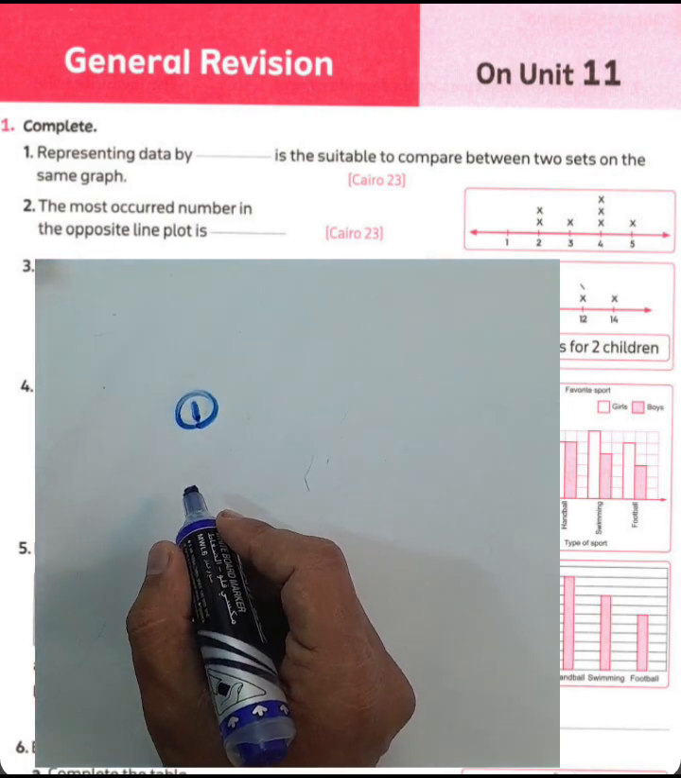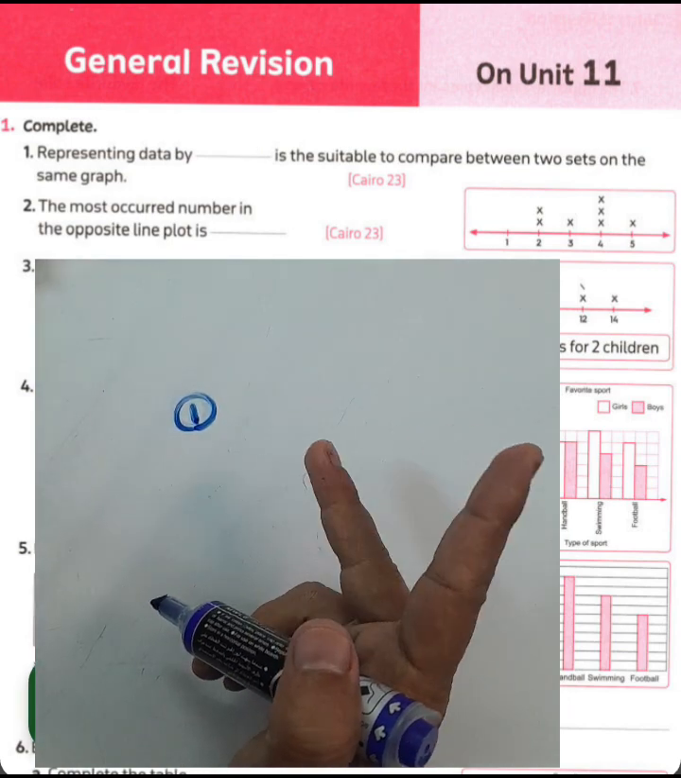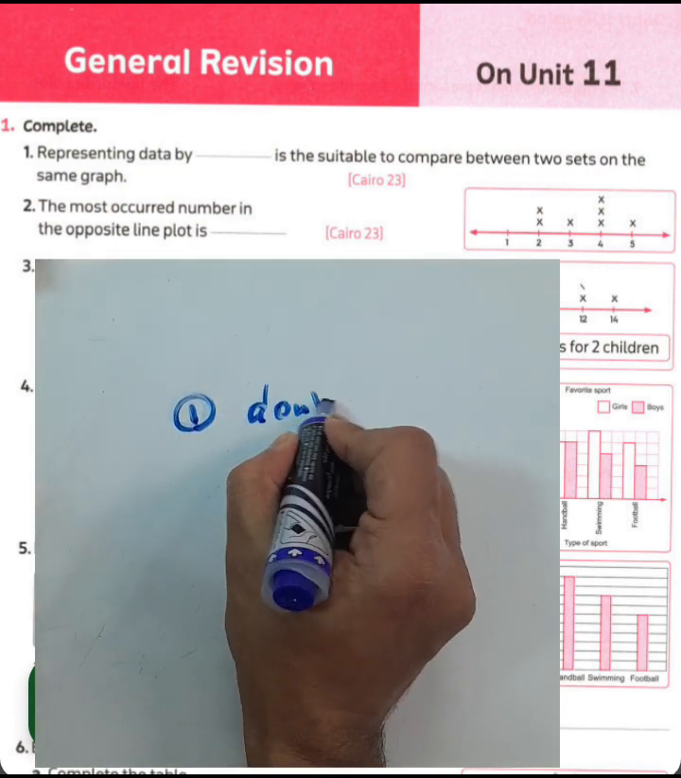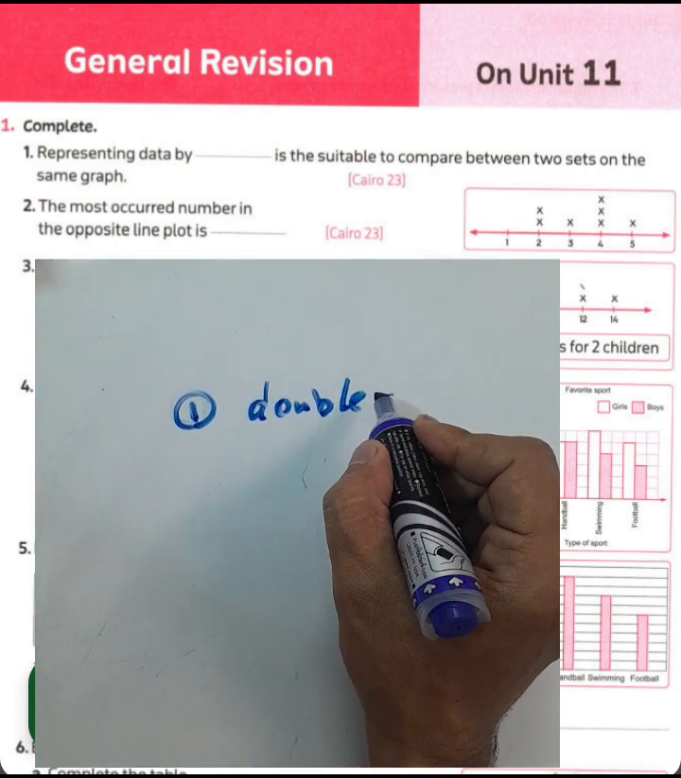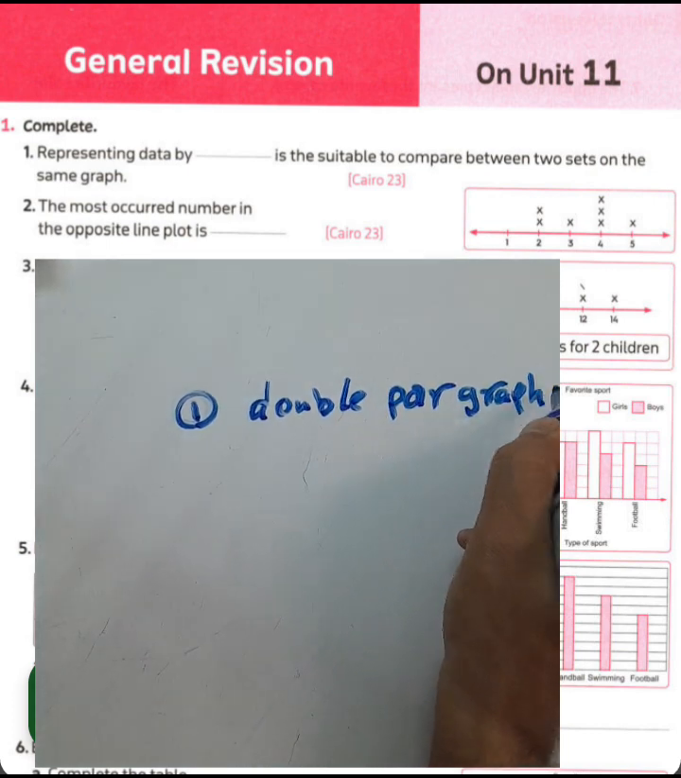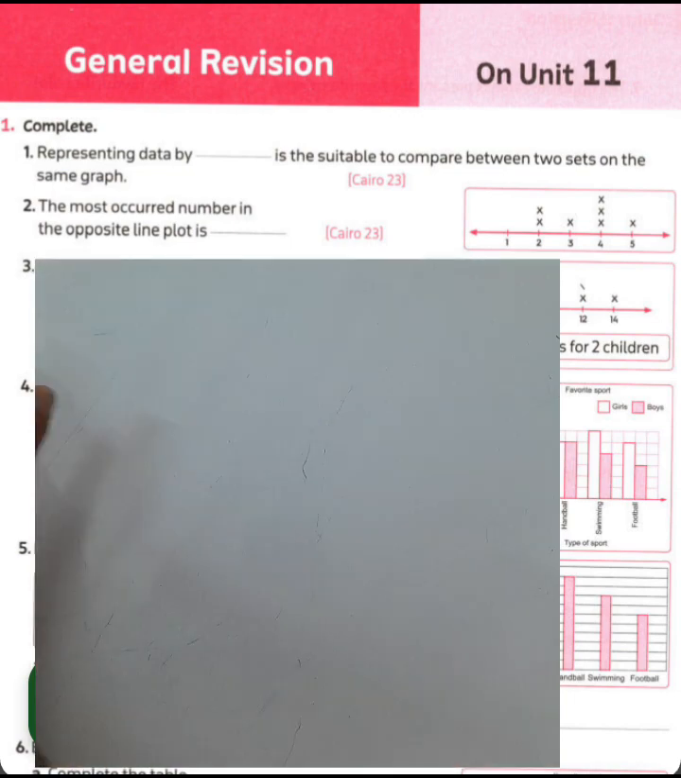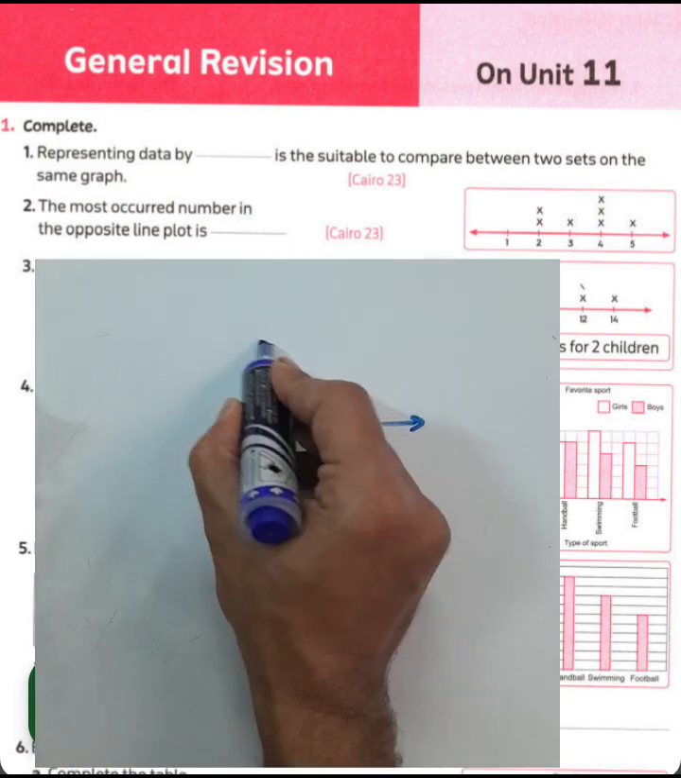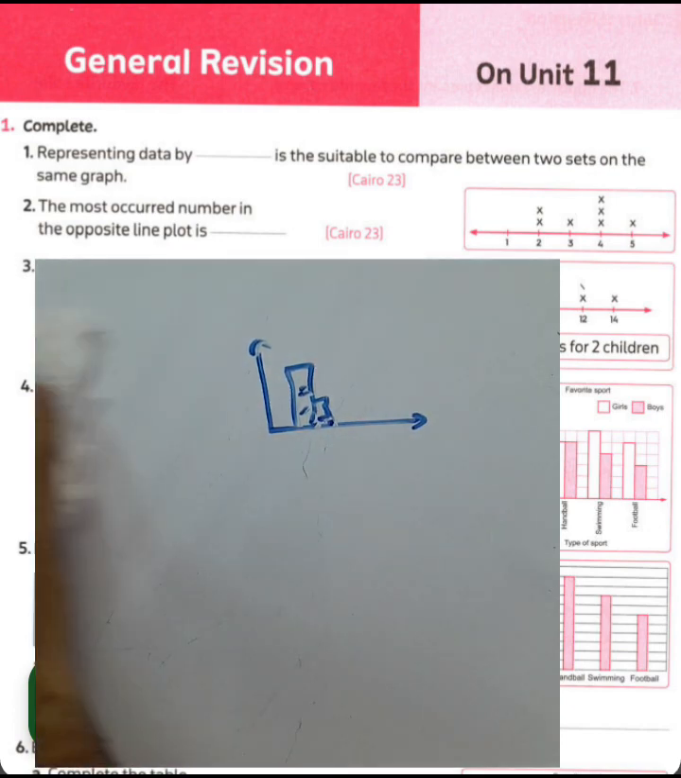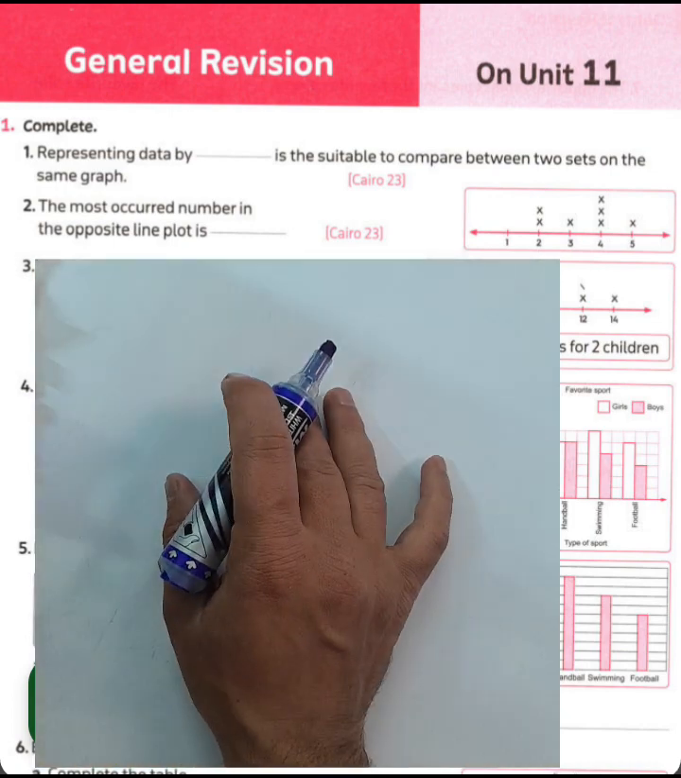Representing data by a graph is suitable to compare between two sets on the same graph. We call it a double bar graph. Do you know a double bar graph like this? We call it a double bar graph, comparing between two sets on the same graph.